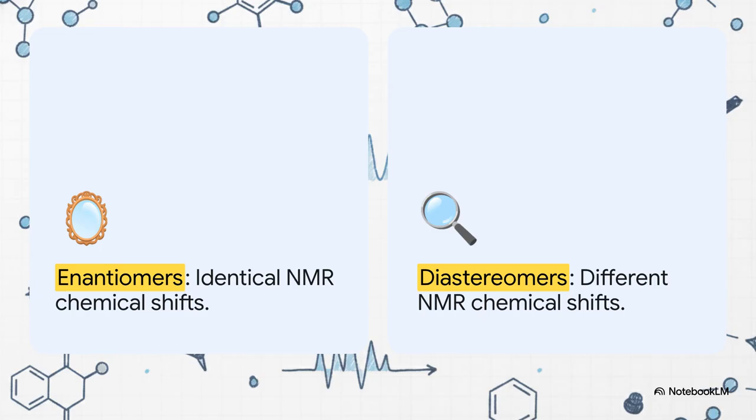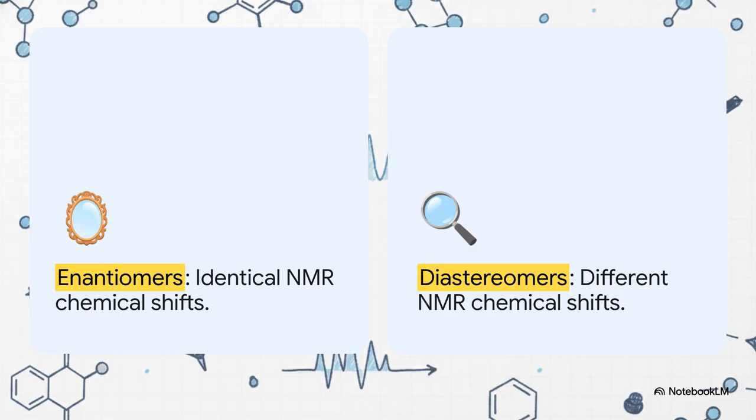But this contrast right here is exactly what we exploit. Enantiomers are perfectly hidden from our instruments because their internal distances and magnetic environments are exact mirror images. They're identical to the machine. Diastereomers, though, totally different story. Because they aren't mirror images, the spatial distances between their atoms actually vary. That means their protons live in distinct magnetic environments, giving us completely different chemical shifts that we can actually measure and quantify.